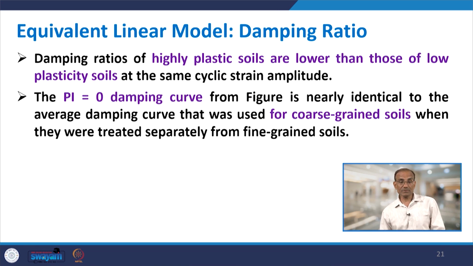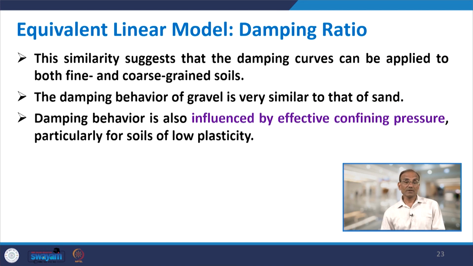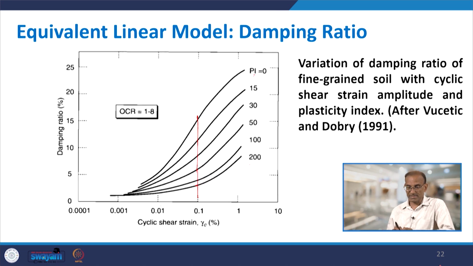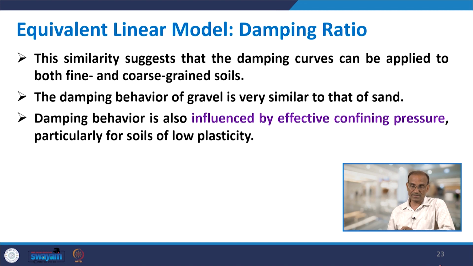So, for PI equal to 0, the damping curve was nearly identical to the average damping curve that was used for coarse grained soils. So, that is okay. Now, continuing with this, the similarity suggests that the damping curves can be applied to both fine and coarse grained soils, because PI is the factor rather than whether we say fine grained or coarse grained soil. The damping behavior of gravel is also similar to that of sand. We do not have a separate curve right now for gravels.